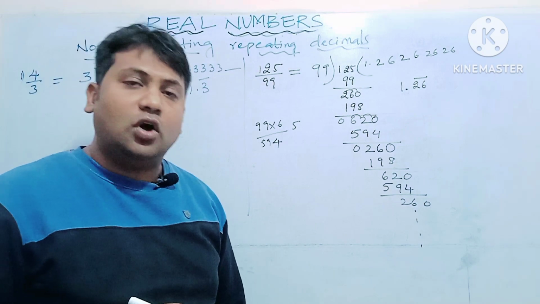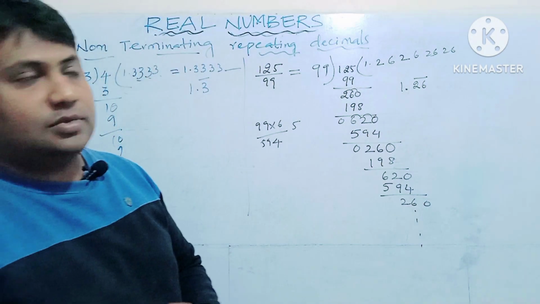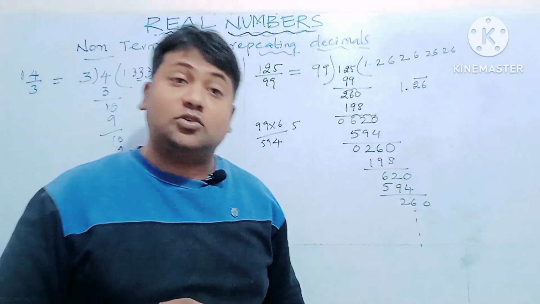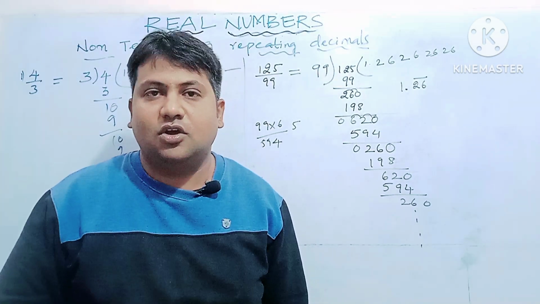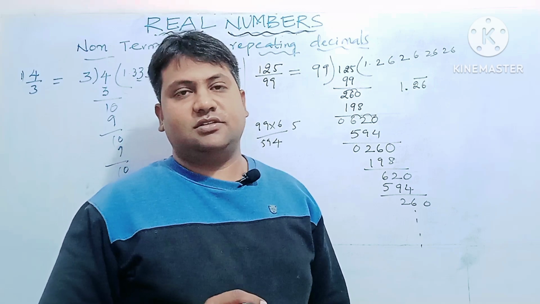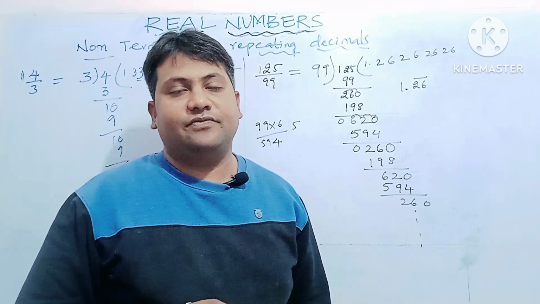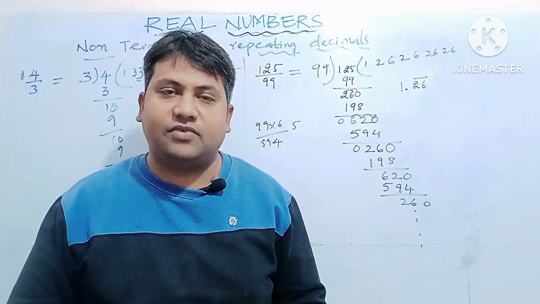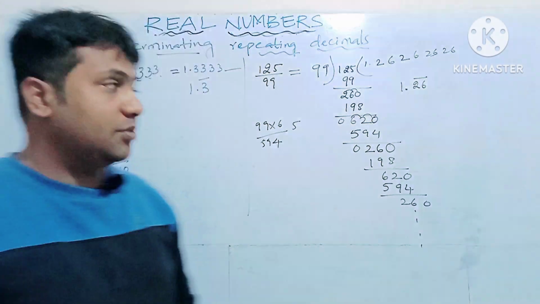What are they? Non-terminating and repeating decimals. And what values are repeating? They are also called recurring decimals. What are they called? Recurring decimals. Got it? Fine. Okay. Make a note.